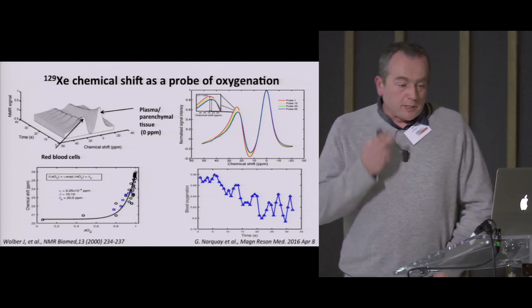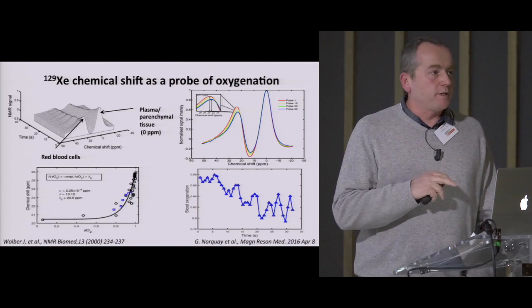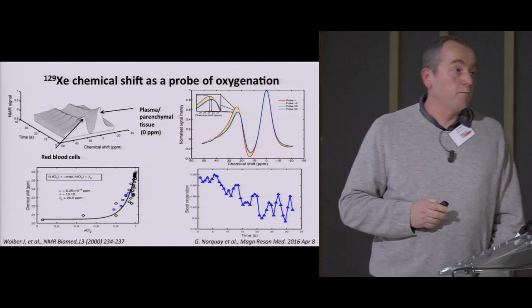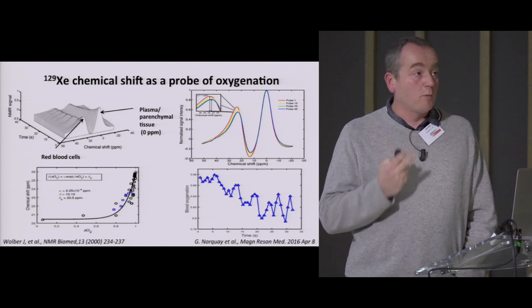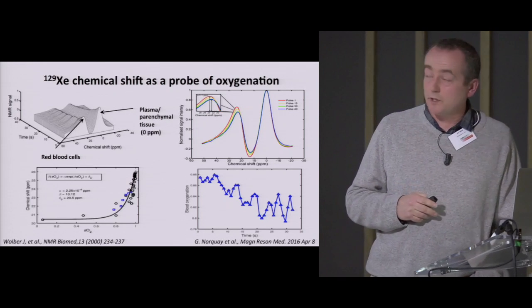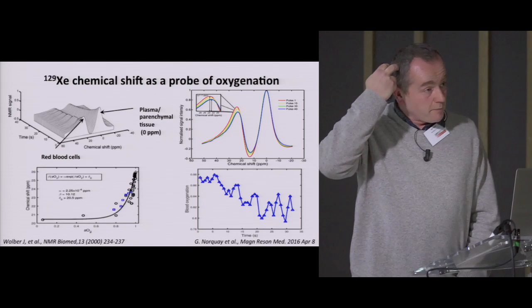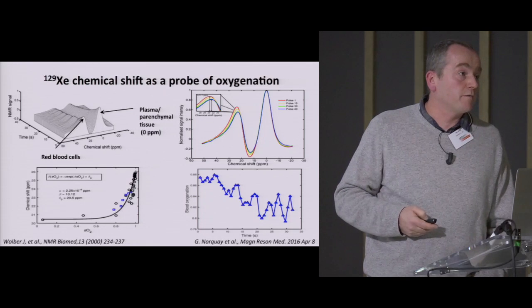Coming back to the xenon chemical shift, xenon's sensitive to the paramagnetic conformational state of hemoglobin in blood. So hemoglobin's paramagnetic. If you go back to the papers of Linus Pauling, they did a lot of interesting work on the paramagnetic effects of hemoglobin. And now we've been looking at this in vivo with the xenon chemical shift.